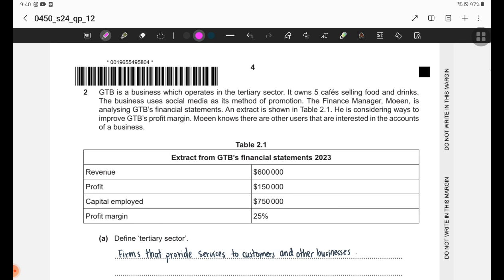Okay, so GTB is a business which operates in the tertiary. All right, this is a keyword here, tertiary sector. It owns 5 cafes selling food and drinks. Okay, this is more information. The business uses social media as its method of promotion. The finance manager, Moen, is analyzing GTB's financial statements. An extract is shown in table 2.1. He is considering ways to improve GTB's profit margin. Moen knows there are other users that are interested in the accounts of a business.